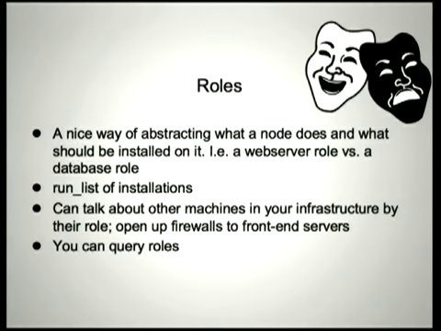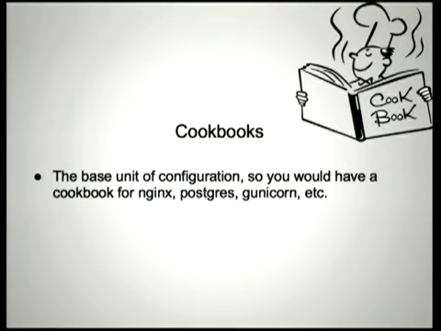So run list, it's a list of things that are run. It can talk to other machines in your infrastructure by their role. So I can open up the firewall in my database to all of my front-end web servers in that role. So that's how you can use Chef to have a global view of your system. In your actual code, you can use these roles to talk about how you want your servers to interact. And finally, you can query over the roles to grab all of your front-end web servers and do something specific to them or have them do something, I don't know. Cookbooks. Cookbooks are the base unit of configuration.